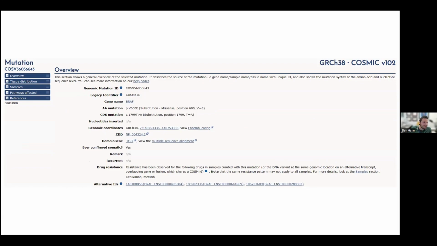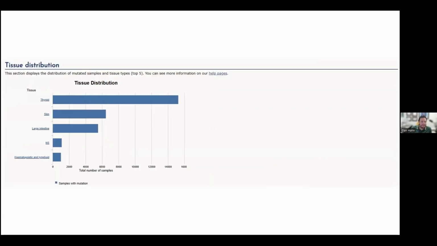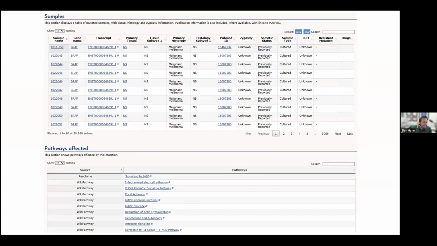It goes through the annotation, talks about drug resistance, and on the left-hand side, you can see it will have different information about the tissue distribution, samples, pathways affected, and references. So tissue distribution, no surprise. BRAF V600E, very common in the thyroid, skin, and large intestine. Then if you're looking at the samples, it will tell you exactly the sample name and the PubMed ID and the pathways affected, and there are also references lower down on the page.